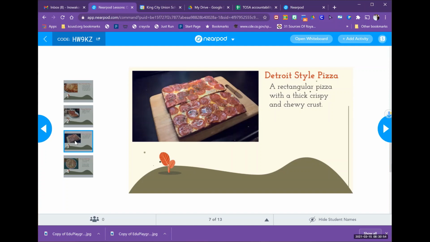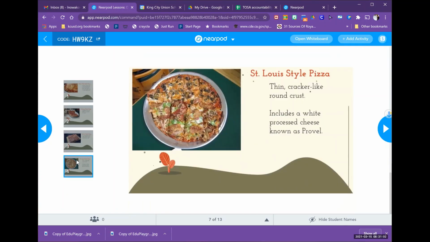So Detroit style pizza is rectangular. It's kind of a thick, chewy crust. I don't know. It's interesting. And then there's the St. Louis style, which is this cracker kind of crusty pizza, and the different types of cheese. And then we would take the quiz again, and you would notice because of that, we've done that immediate feedback.